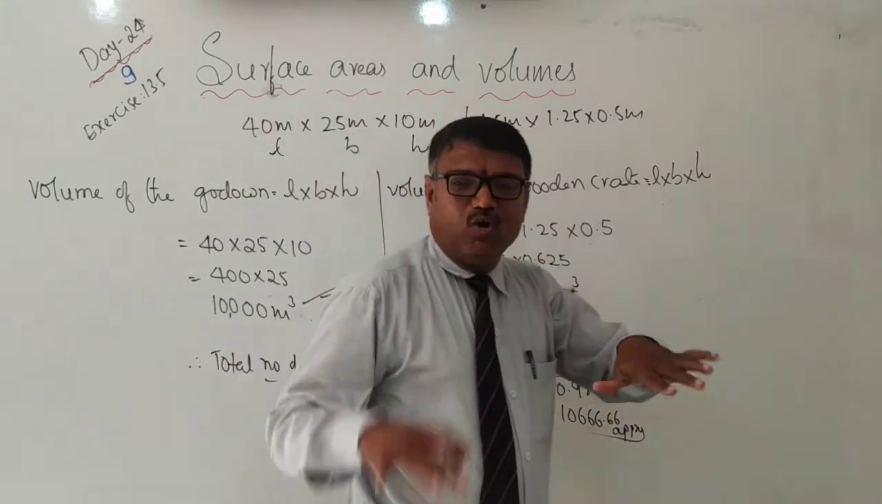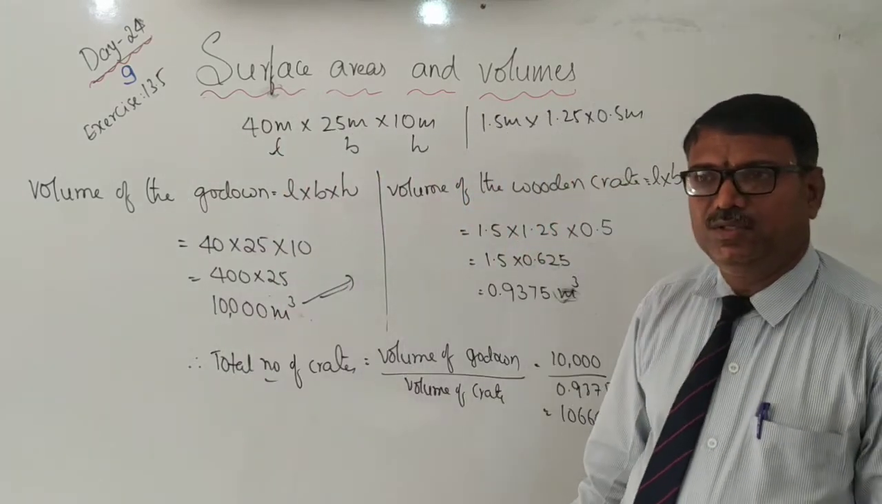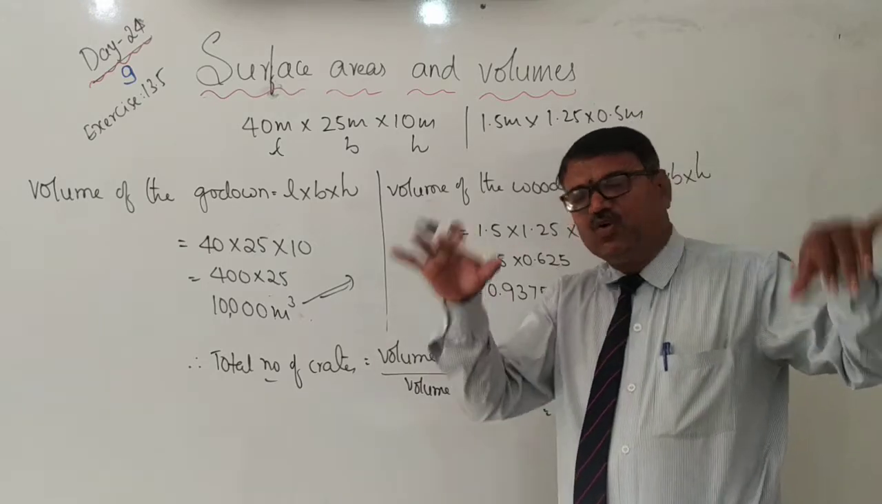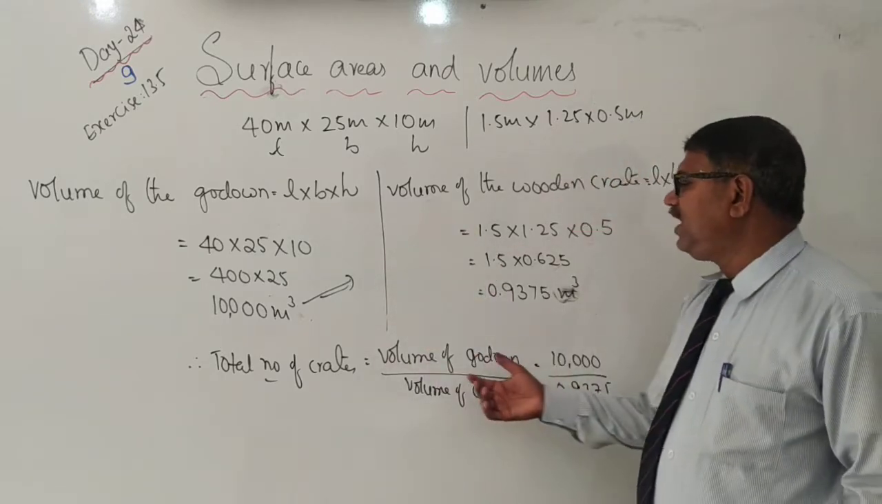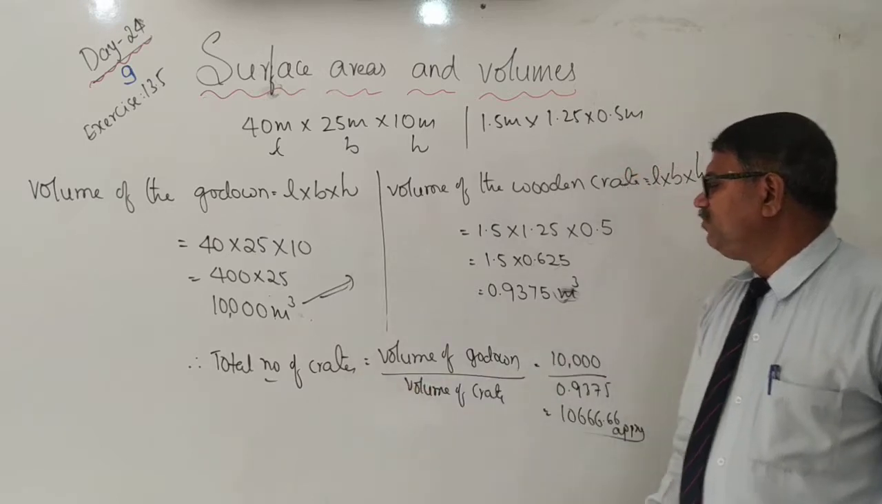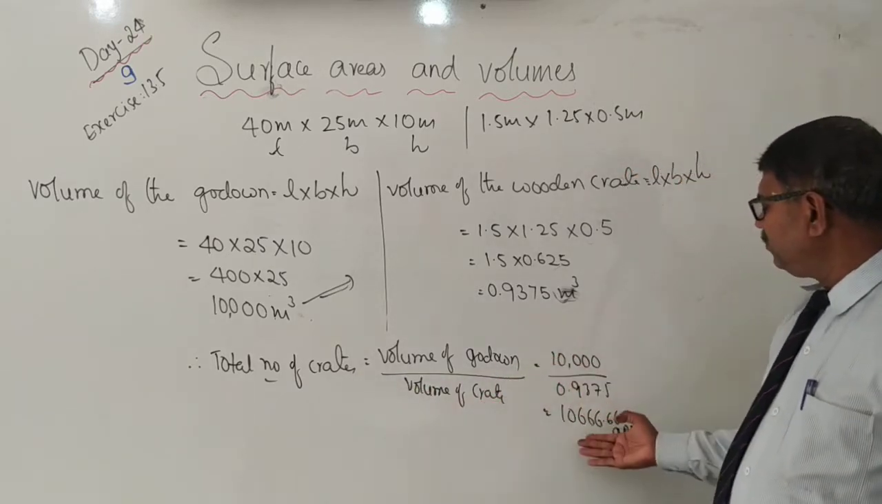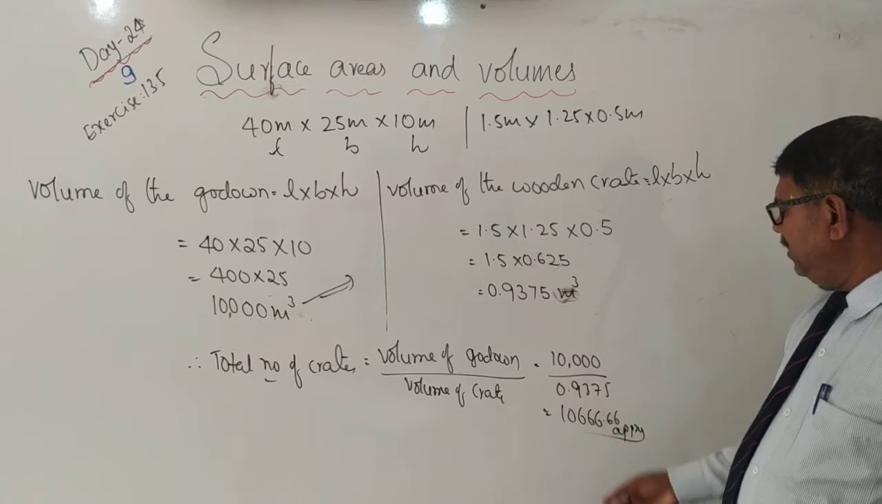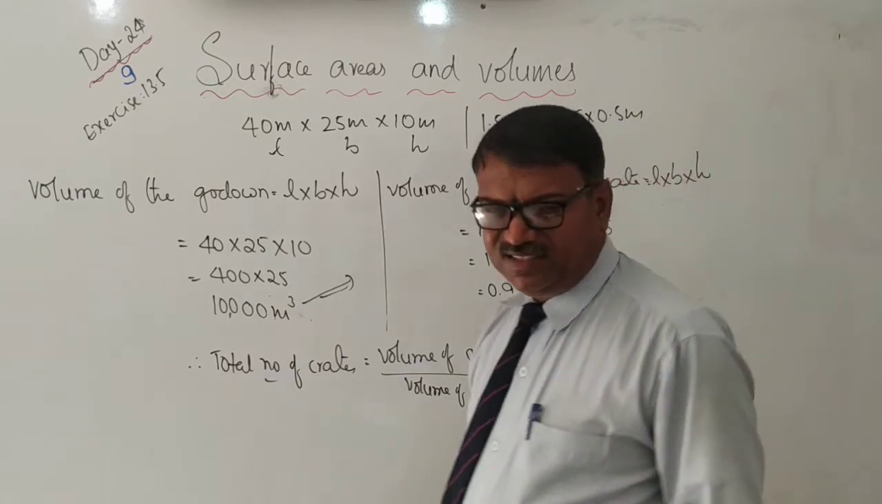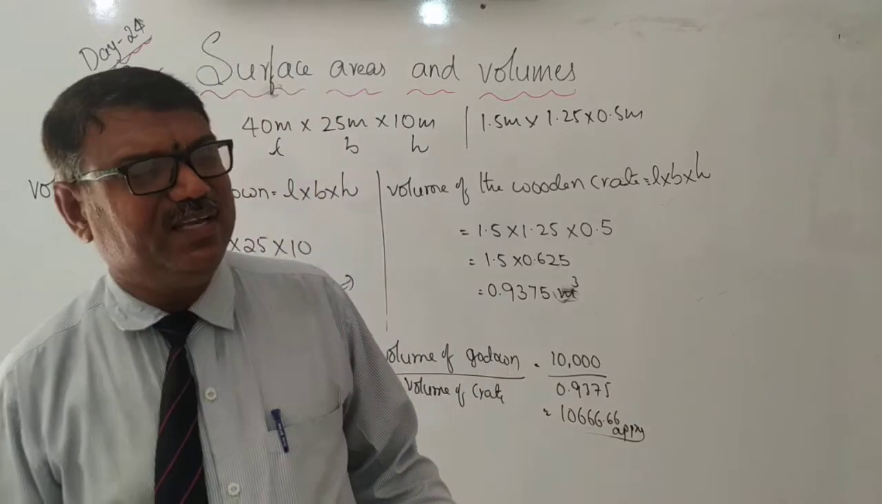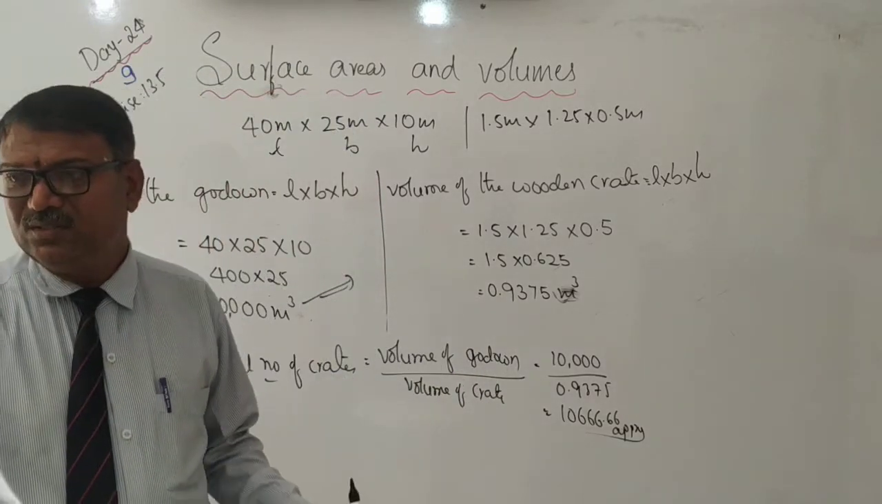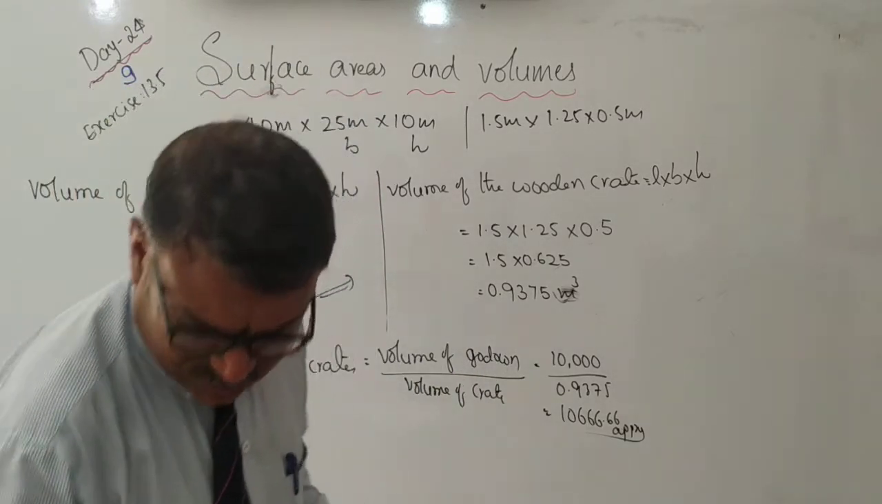Therefore, he is asking how many crates you can keep in the godown. The total number of crates is the volume of the godown divided by the volume of a crate. Approximately how many can you keep? 10,667 you can keep in that godown. Any doubt? Yes? Very good. Next.